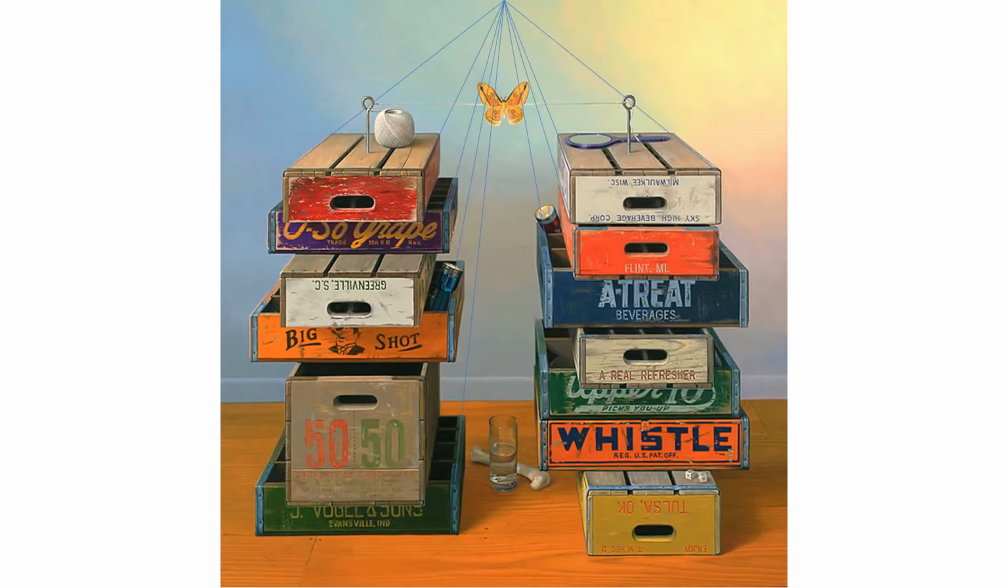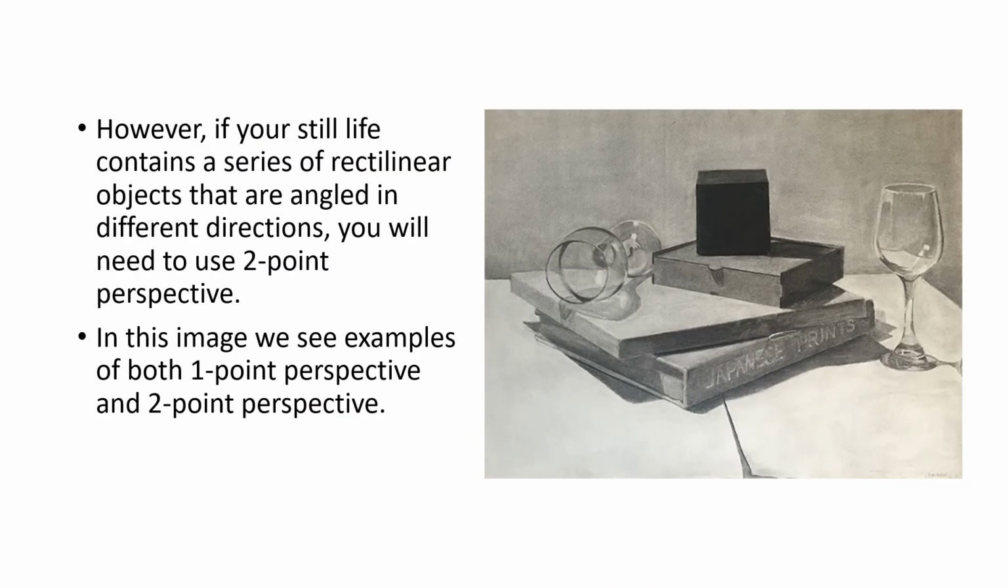Here we see the same painting with the blue lines indicating several of the orthogonal lines of the boxes. These lines converge on a single vanishing point at the top edge of the painting. However, if your still life contains a series of rectilinear objects that are angled in different directions, you will need to use two-point perspective. In this image, we see examples of both one-point perspective and two-point perspective.